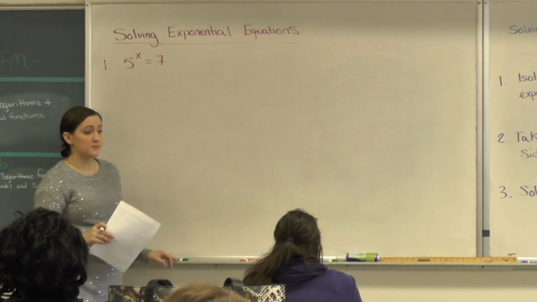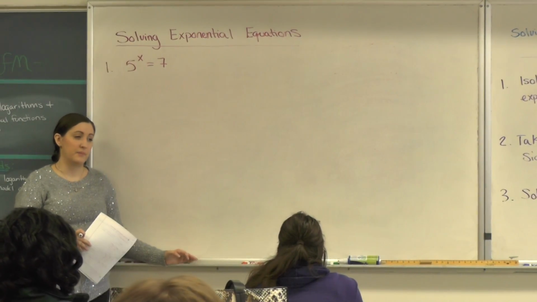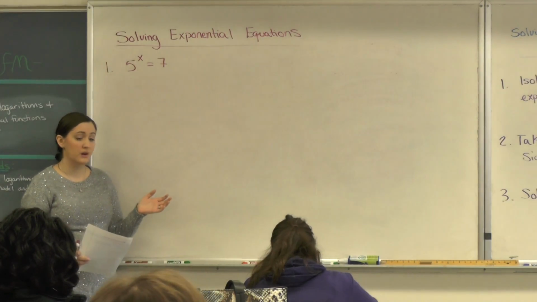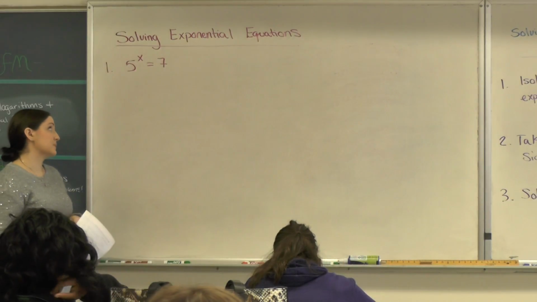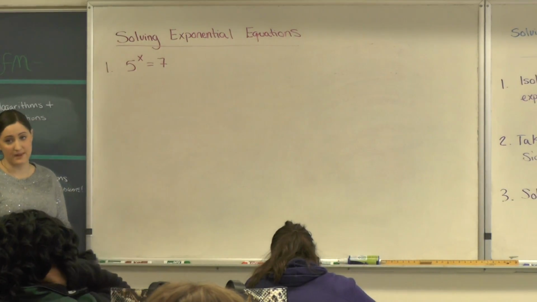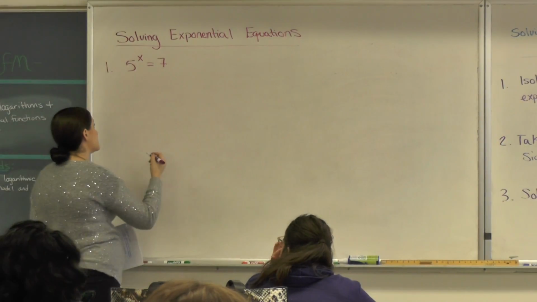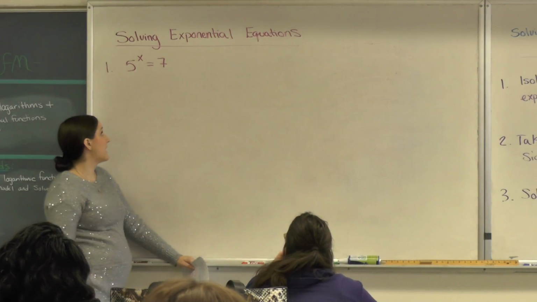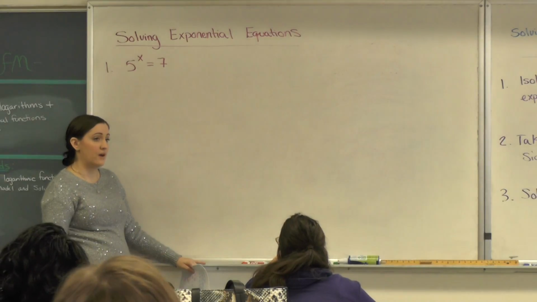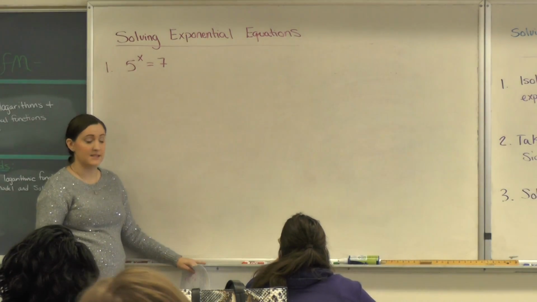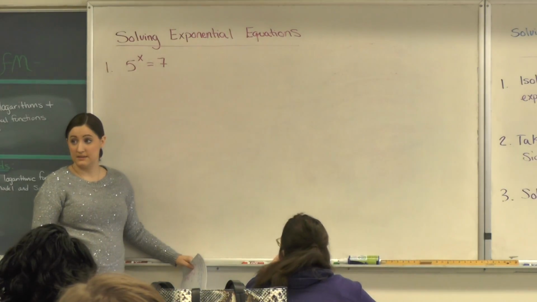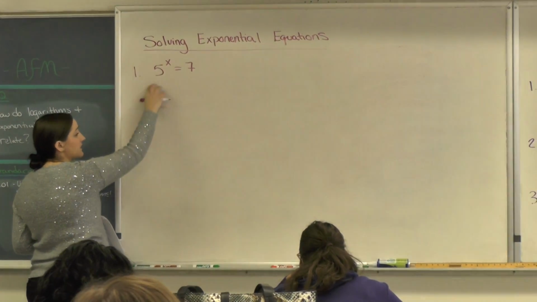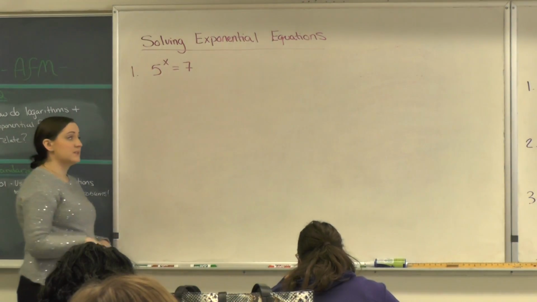There's no possible way that I can make 5 and 7 the same base, right? If there was, then we would skip all those steps and just drop the bases and set the exponents equal to each other. However, there's no possible way here. So, step 1 says to isolate the exponential expression. Which one is my exponential expression? 5 to the power of x. Is it all by itself? Yes, it is. There's nothing added to it, nothing multiplied to it. So step 1 is done.